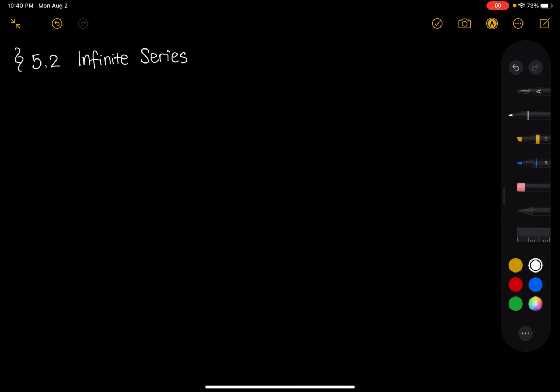In section 5.2, we study infinite series. So it's related to sequence, but you need to distinguish, okay? A sequence is a list of numbers. A series is related to the sum of that list of numbers. Okay, one is a list, another is a sum, so they're different. So let's look at the definition.